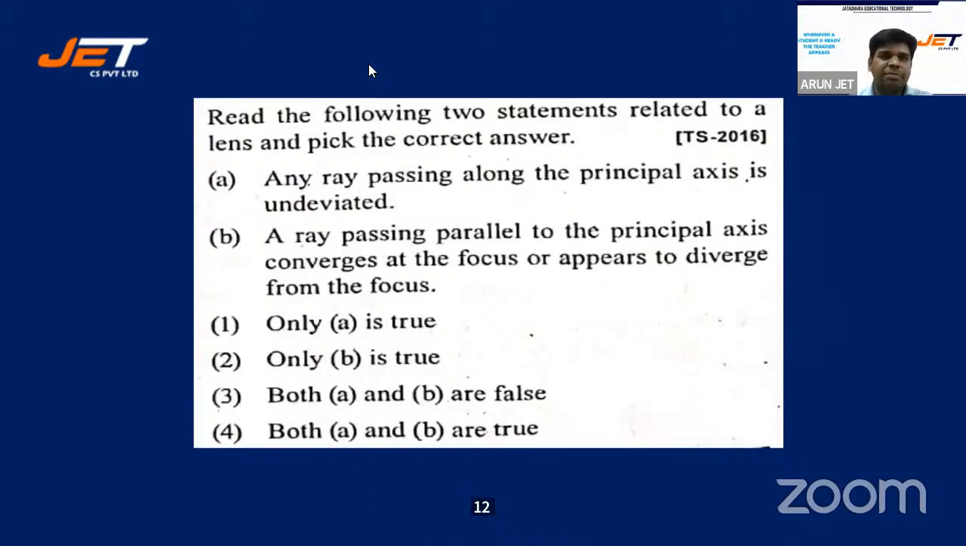Quickly, we'll move on to mathematics, students. Read the following two statements related to the lens and pick the correct answer. A: Any ray passing along the principal axis is undeviated. B: A ray passing parallel to the principal axis converges at focus or appears to diverge from focus.